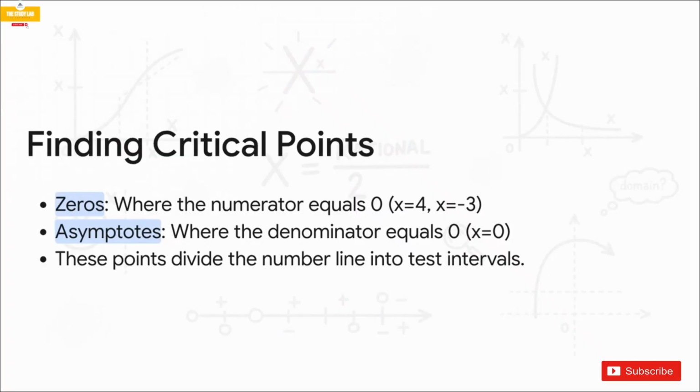So first things first, we need to find our critical points, the landmarks that define everything. We've got the zeros, which come from the numerator. That's at x equals 4 and x equals -3. And then we have our vertical asymptote, which comes from the denominator. That's at x equals 0. So these 3 points, -3, 0, and 4, slice our entire number line up into different zones.